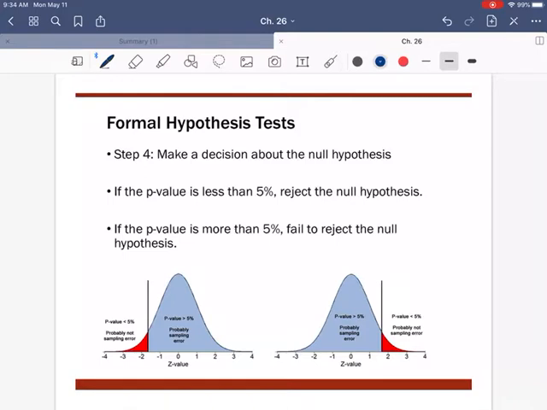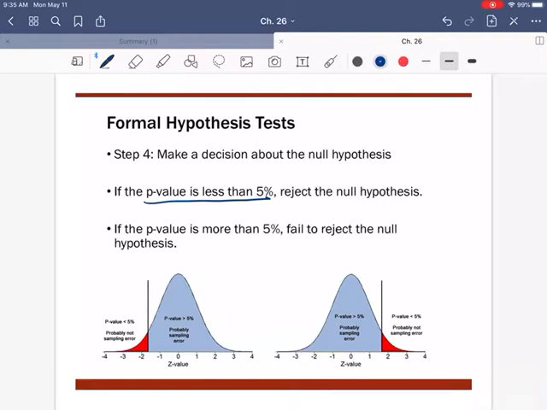Okay, the last step is to make a decision. With that, we're going to take that number from our p-value or from shade norm and decide if the coin is fair or not fair, or whatever we're testing, if the null or the alternative is likely to be true. If the p-value is less than 5%, we reject the null hypothesis.